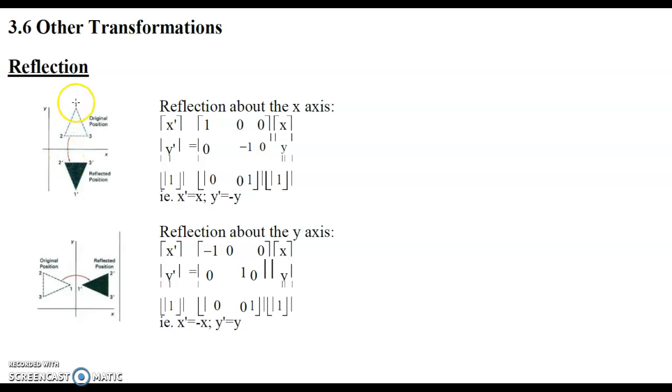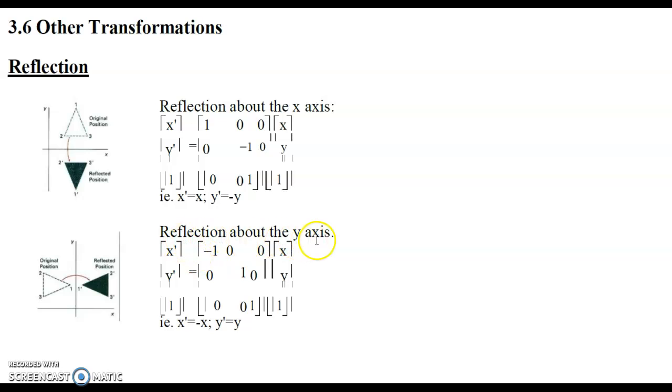First, let us see reflection about the x-axis. A reflection about the x-axis means the x-axis acts as the mirror. Let x dash, y dash be the new coordinates and x, y the original coordinates. In reflection about the x-axis, the x coordinate remains positive but the y coordinate becomes negative, so it comes below the coordinate x-axis. So x dash is x but y dash becomes minus y. That is what is expressed in this matrix: x dash equals x and y dash equals minus y.